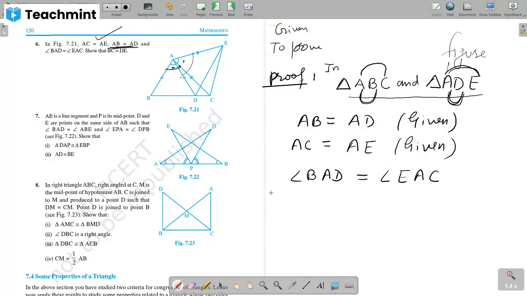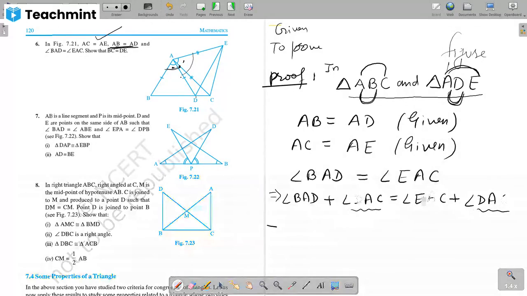So what will we do here? Here we will add angle DAC. This small part which is missing, we will add here, so that we will get the complete angle. So we will write angle BAD plus angle DAC is equal to angle EAC plus angle DAC. So what we have done is we have added angle DAC to both sides of the equation.